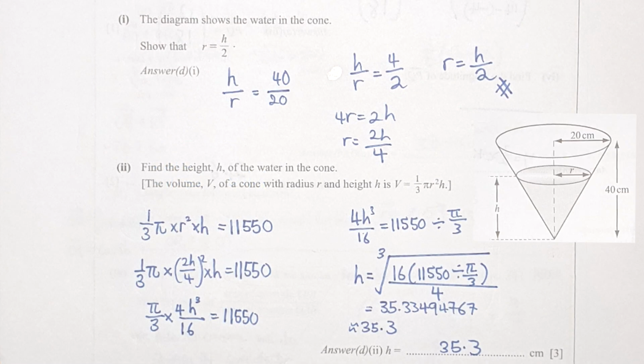In section D, the key assessment of this question is we are using the mathematically similar concept for section D number 1, where we compare the height and the radius. So h over r equals 40 over 20. You run the manual calculation and shift it to the other side for the h value. You will get your r as the subject equals h over 2, which proves the requirement of the question.